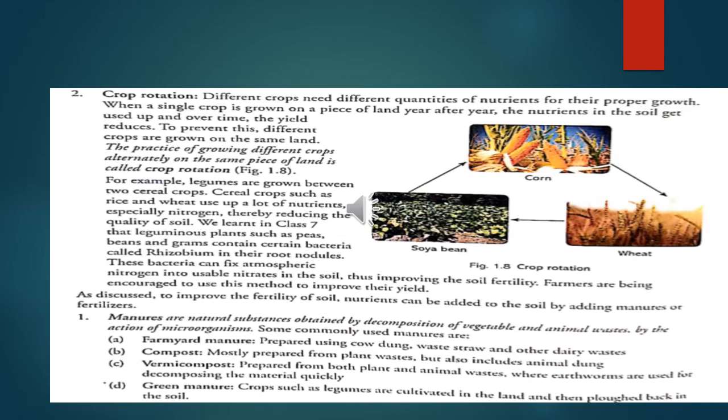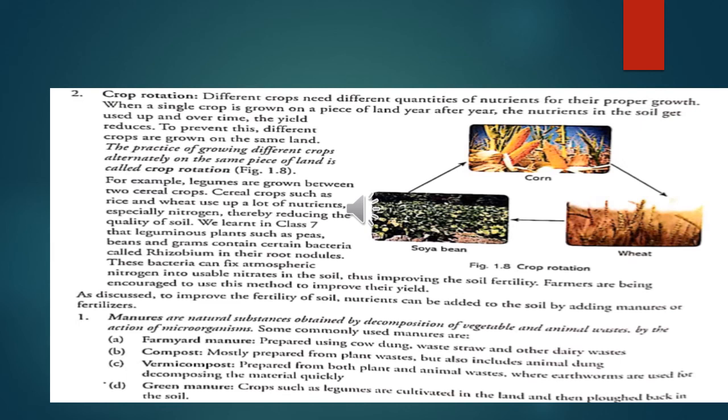Crops such as legumes are cultivated in the land and then ploughed back into the soil. This kind of manure is called green manure. So here are four different kinds of manure we got. Farmyard manure is prepared from cow dung, waste straw, etc. Compost is prepared from plant waste, cow dung, animal dung, etc. Vermicompost is prepared from both plant and animal waste, and earthworms are used to decompose the material quickly. And another manure is green manure.